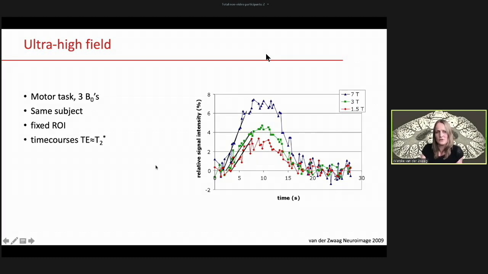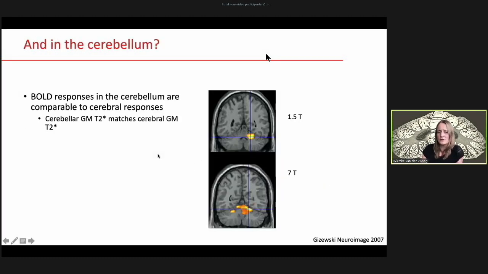Now, again, this is the primary motor cortex. So does that work in the cerebellum as well? And luckily for us, yes, it does. We see much stronger clusters in the cerebellum at 7T than at 1.5T. And that means that we can scan for shorter. We can also trade the time for doing more tasks in the same session, or you can go to higher spatial resolutions, which, as we saw before, is always convenient when you're looking at cerebellar data.